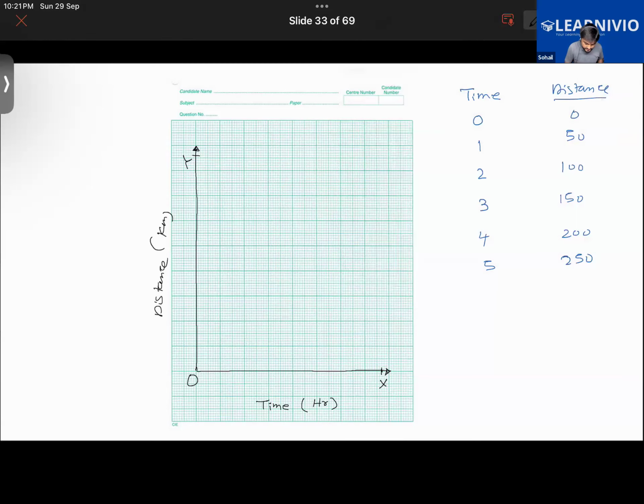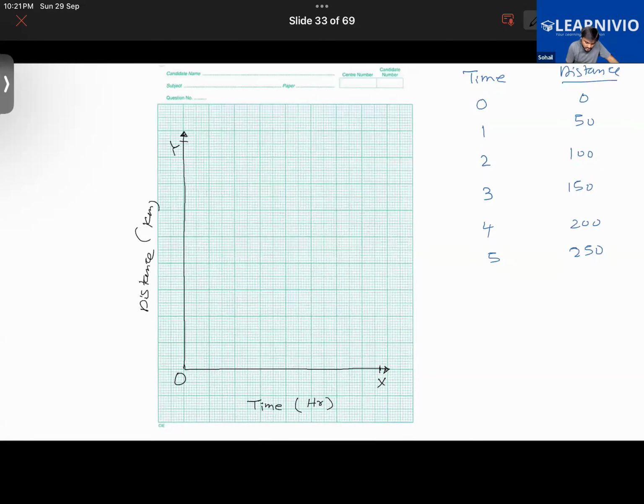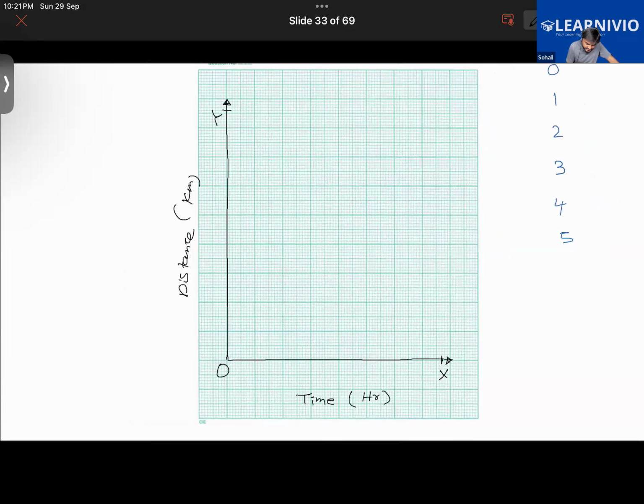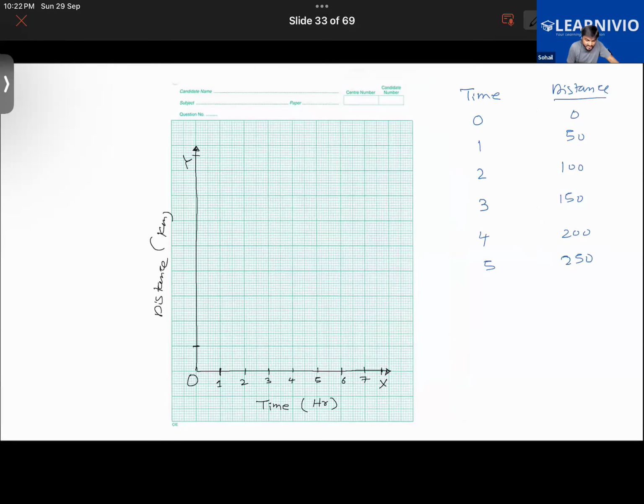Okay, let's try to plot it. We have to divide these square blocks appropriately here. So let's divide it like this. Let's say that this is 1, 2, 3, 4, 5, 6, and so on. All right? Let's divide this one also. How much should I take this? Let's take the division of 50.